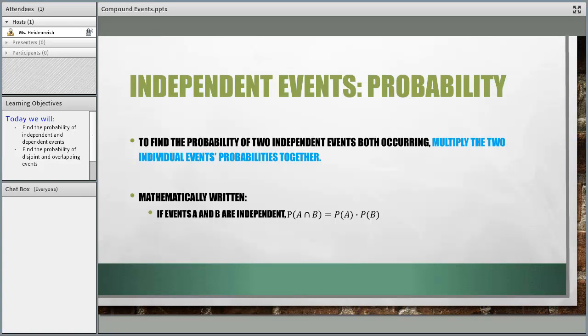Okay, here is the formula for how to find the probability of two independent events happening together. We want both of the events to occur, and so we're talking about an intersection of the two events, and the symbol for intersection is an upside down U. The way that I like to think of this is the probability of A and B both occurring. So when you see the intersection symbol, you're thinking of the word and. So we want A and B to both happen. The probabilities are independent of each other, and so we simply multiply them together.